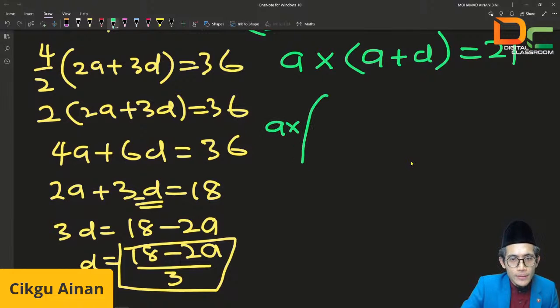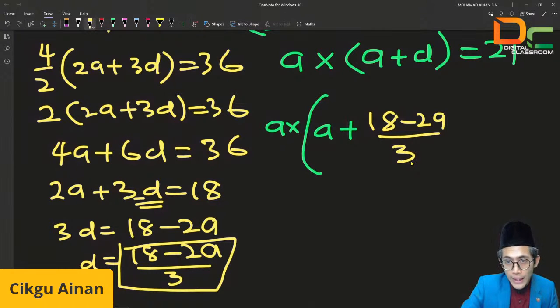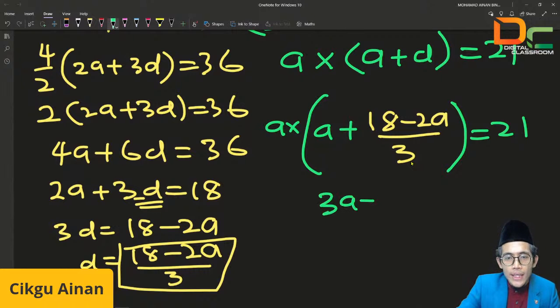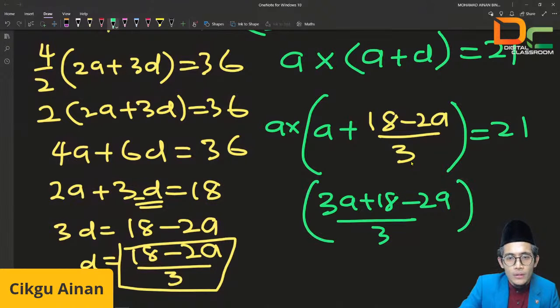A multiply bracket A plus what? D. D is 18 minus 2A over 3. Now A is not 9, otherwise I'll make a mistake. Okay. 21. Okay, so we simplify this one first. So 3A plus 18 minus 2A over 3. And then A outside and then 21.